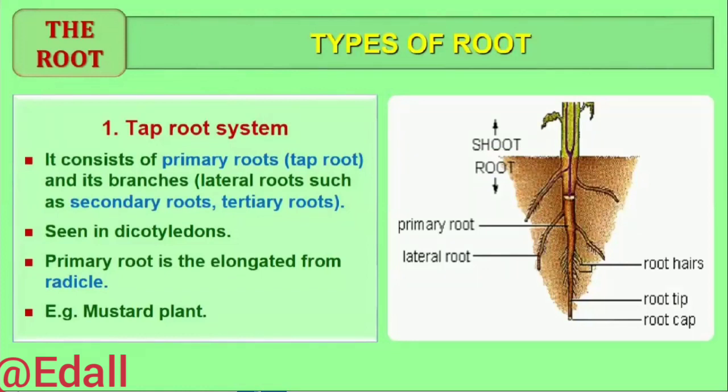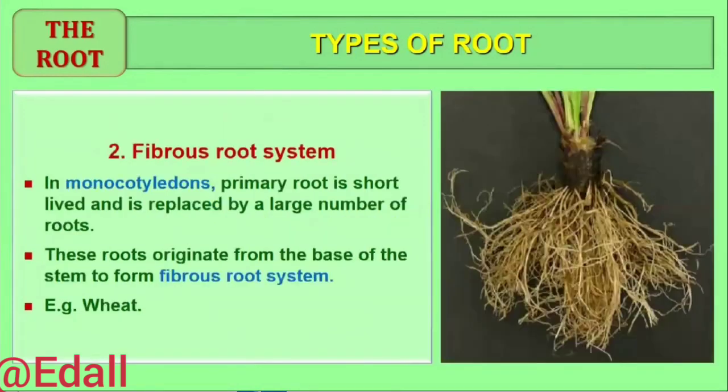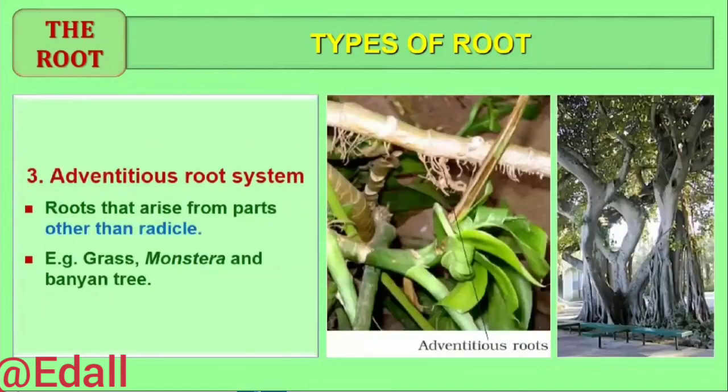It bears lateral roots of several orders that are referred to as secondary, tertiary, etc. roots. The primary root and its branches constitute the taproot system, as seen in the mustard plant. In monocotyledonous plants, the primary root is short-lived and is replaced by a large number of roots. These roots originate from the base of the stem and constitute the fibrous root system, as seen in the wheat plant. In some plants, like grass, monstera and the banyan tree, roots arise from parts of the plant other than the radicle and are called adventitious roots.